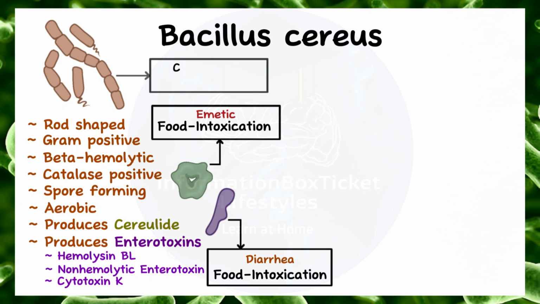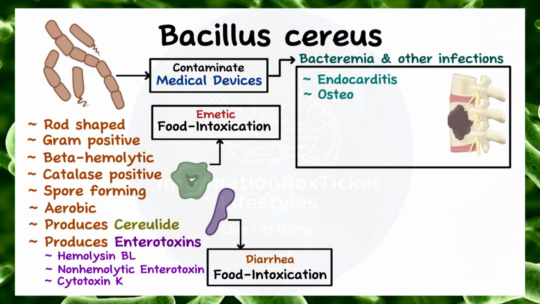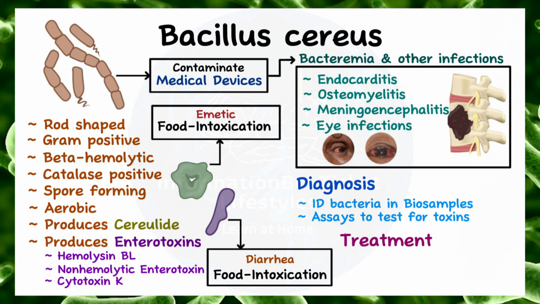This bacterium can also contaminate medical devices, leading to bacteremia and various infections in immunocompromised individuals, such as endocarditis, osteomyelitis, meningoencephalitis, and eye infections. Diagnosis of B. cereus infections involves identifying the bacteria in biological samples or testing for its toxins using specific assays. Treatment generally includes supportive care for food intoxication, while systemic infections are treated with antibiotics like vancomycin.